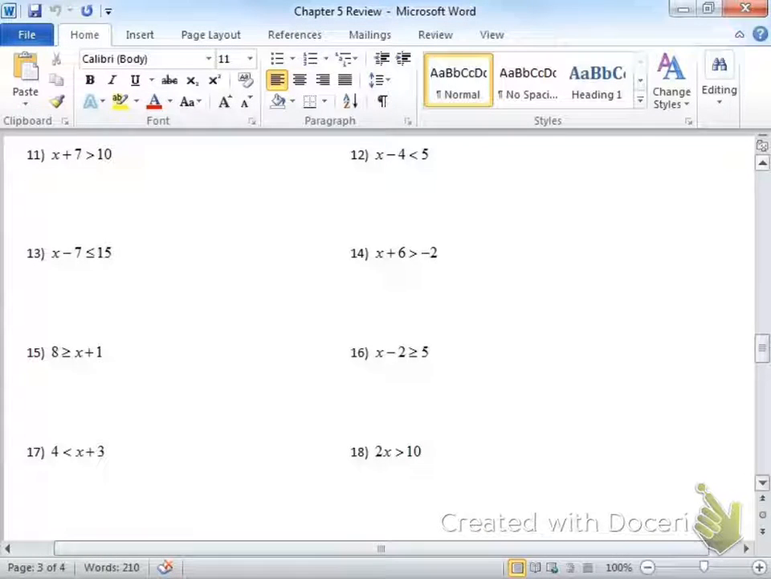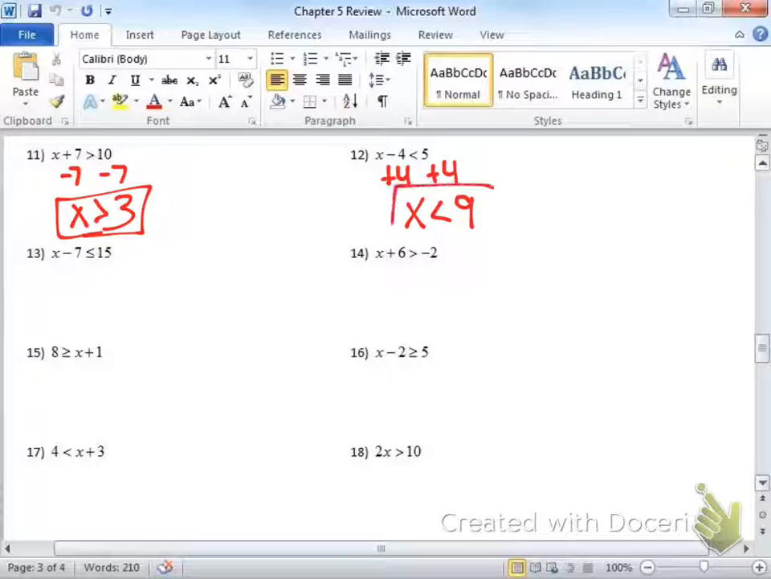So we're going to use inverse operations to get x by itself. So on number 11, I'm going to subtract 7, so x is greater than 3. Number 12, I'm going to add 4, so x is less than 9. Very good. 13, I'm going to add 7, so x is less than or equal to 22.